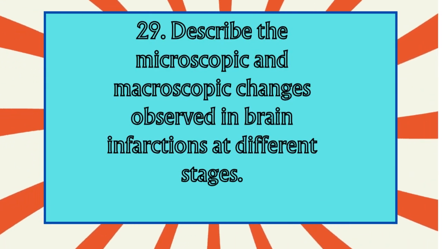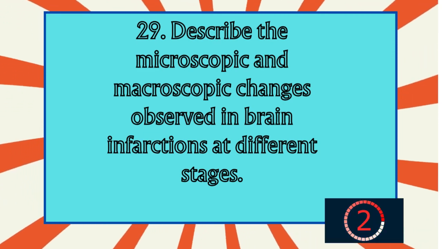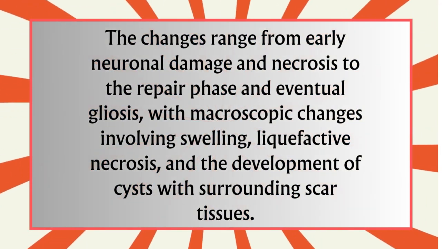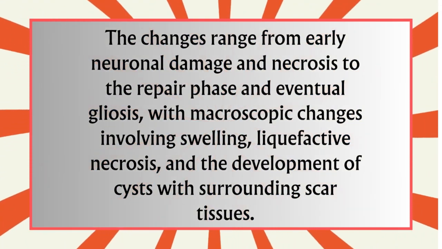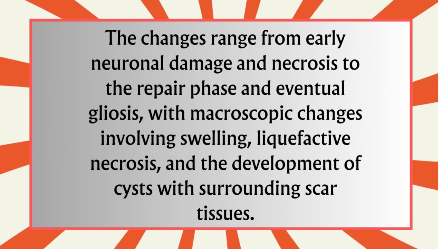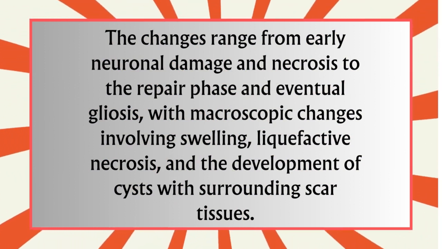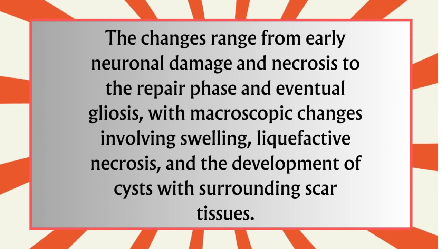29. Describe the microscopic and macroscopic changes observed in brain infarctions at different stages. The changes range from early neuronal damage and necrosis to the repair phase and eventual gliosis, with macroscopic changes involving swelling, liquefactive necrosis, and the development of cysts with surrounding scar tissues.